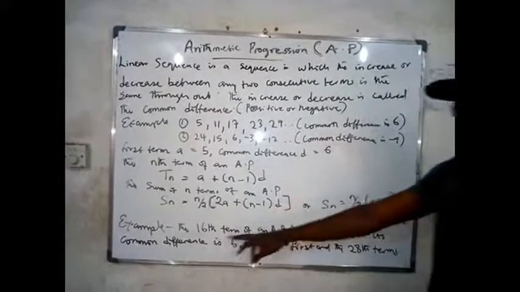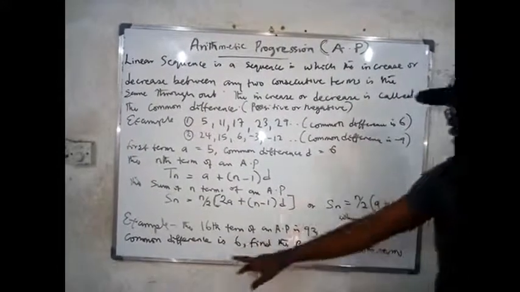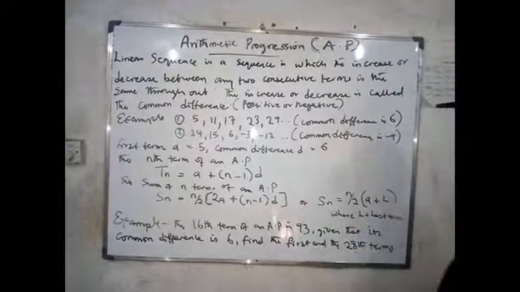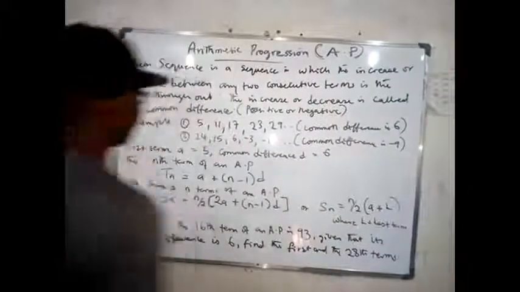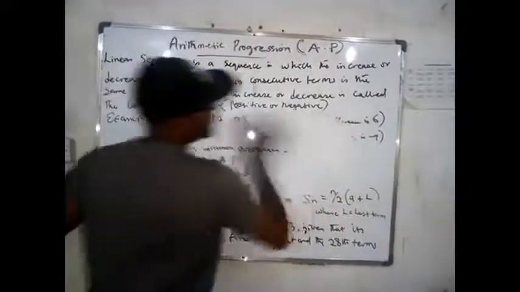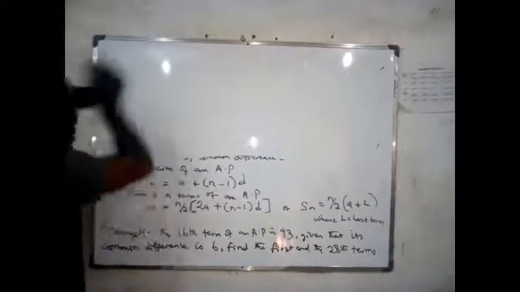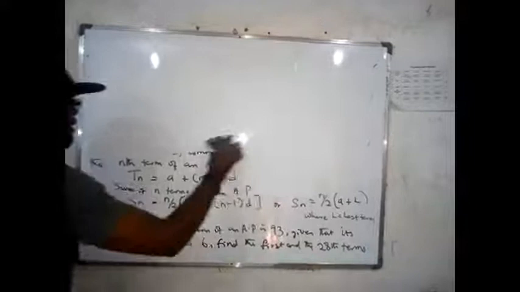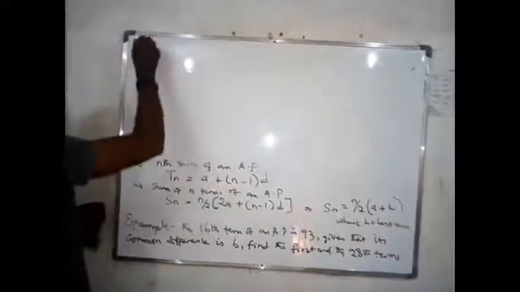The 16th term of an AP is 93. Given that the common difference is 6, find the first and 28th terms. Can we solve this? Class, can we solve this? So I'm going to just take this out so that we solve this. Now, having taken this out, what are the given? Who can tell me the given?